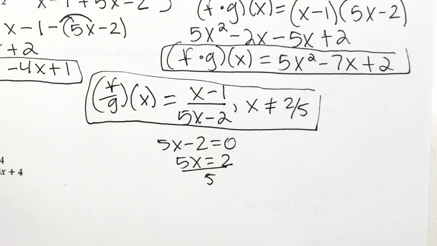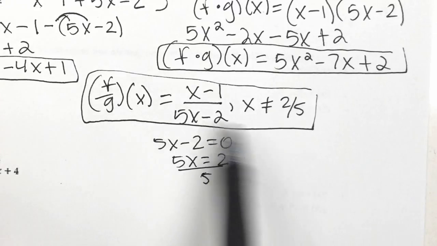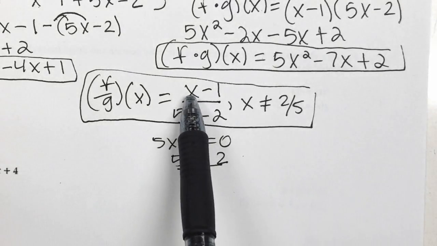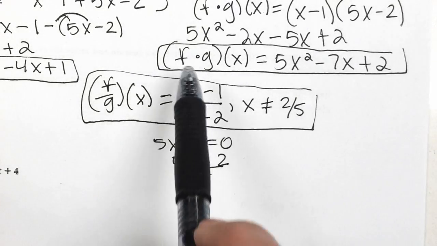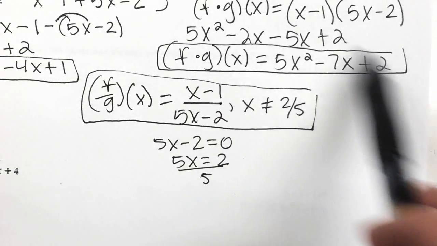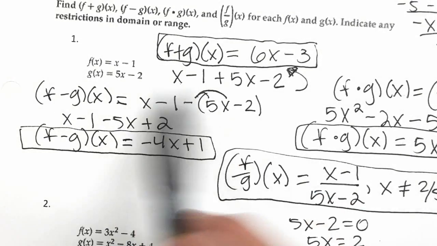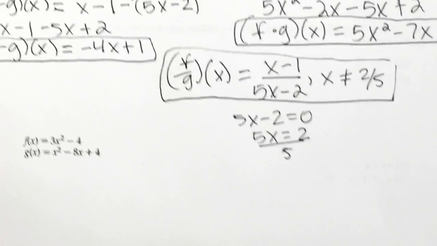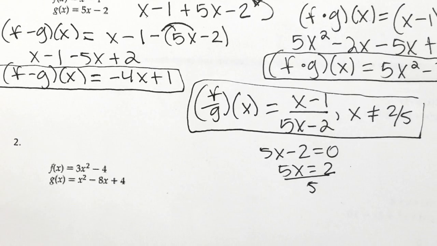Questions? Pretty easy? You kept asking which one goes first. When does it matter? It would matter with division, right? If we put 5x minus 2 on top, that wouldn't be correct. With multiplying, it wouldn't matter. The addition, it wouldn't matter. But subtraction and division, it won't give you the correct answer if you don't put f first.